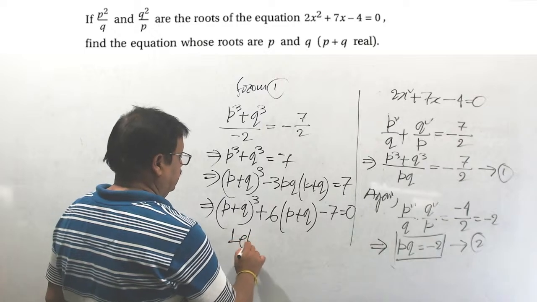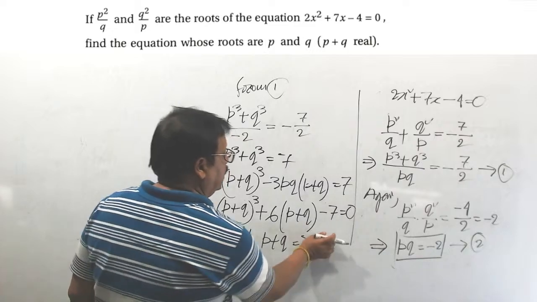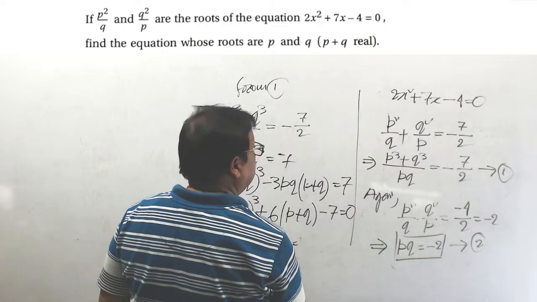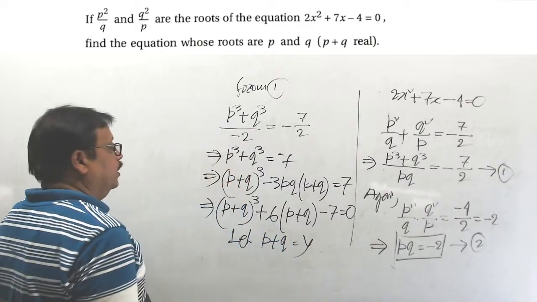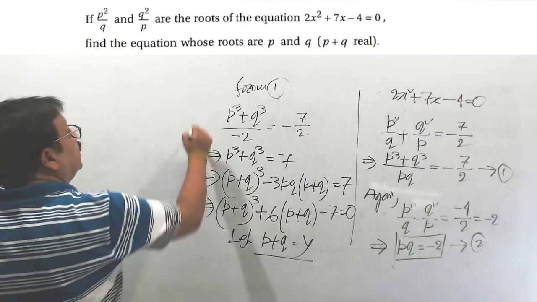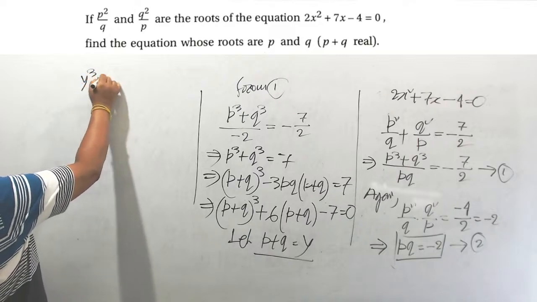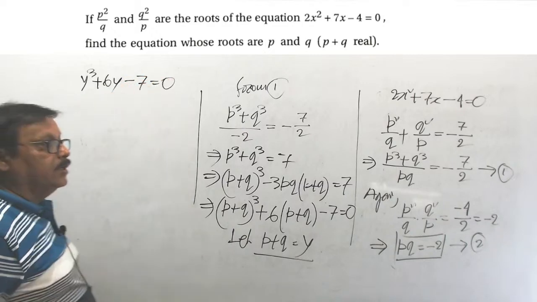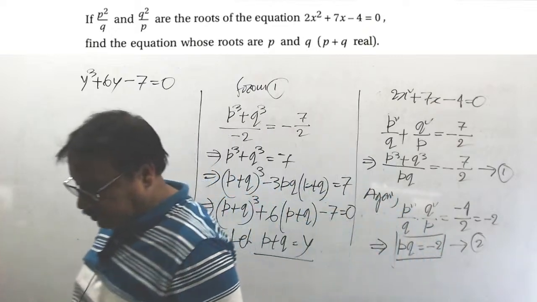Let p plus q be equal to say x. Oh, here you cannot assume x because it's the equation of x. Say it is y. So it is y. Okay. Now you can write y cube plus 6y minus 7 is equal to 0. Now you have to solve this one. It's a cubic equation. How will you solve?